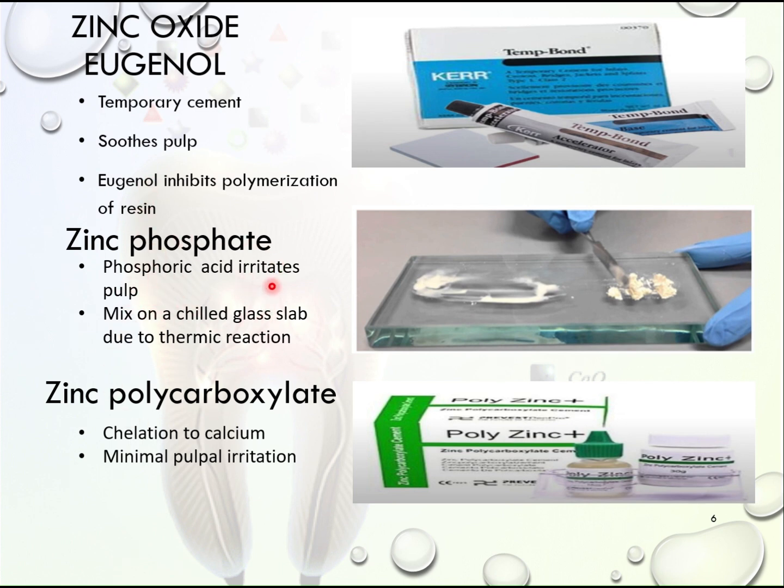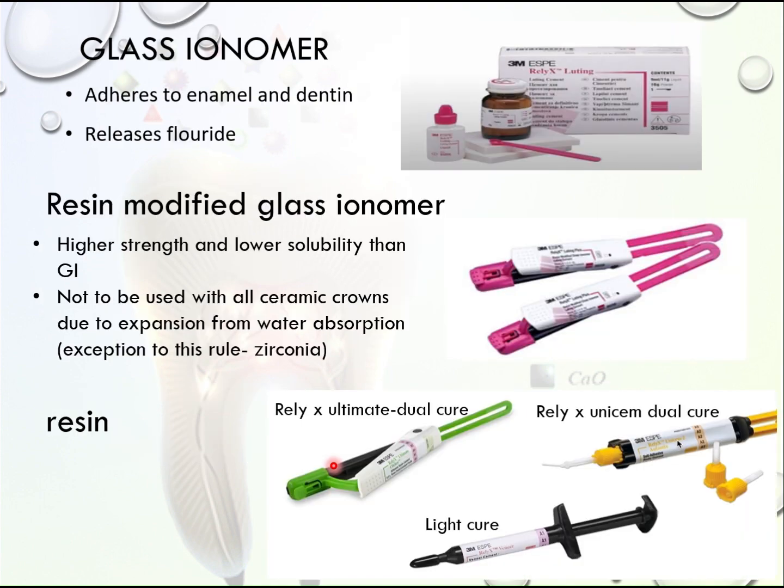But it was causing pulpal irritation, and there were other technique sensitive things which were disadvantages of zinc phosphate. So we came up with something called zinc polycarboxylate. The advantage of polycarboxylate was that it chelates to the calcium of the tooth, so it binds with the tooth, and there was less pulpal irritation, but the strength was weak. So we came up with something called glass ionomer which adheres to enamel and dentin.